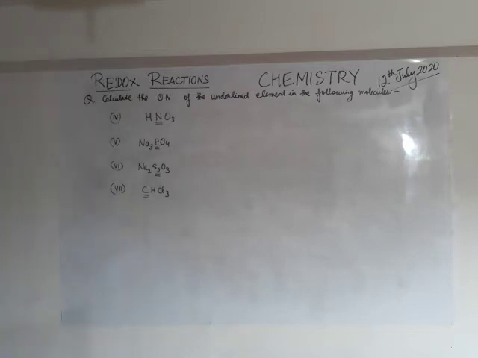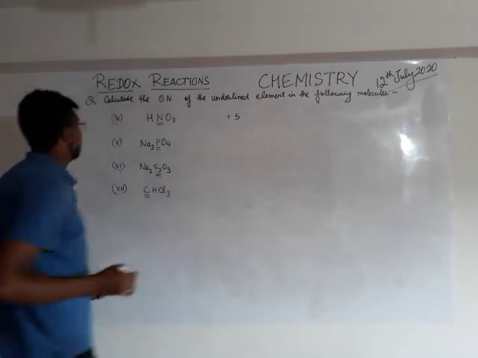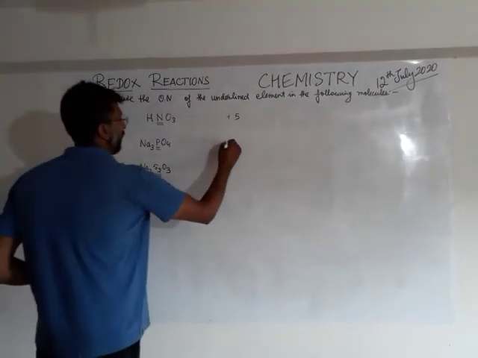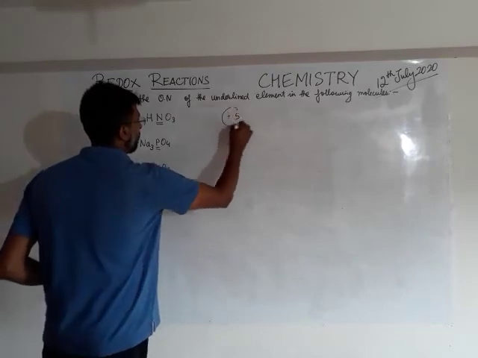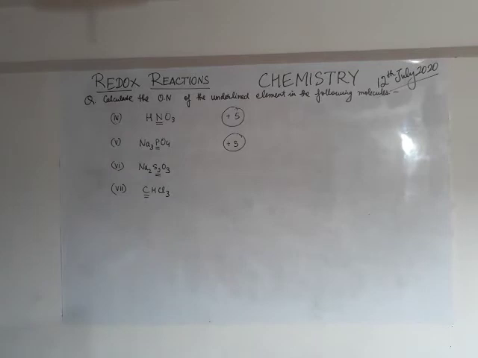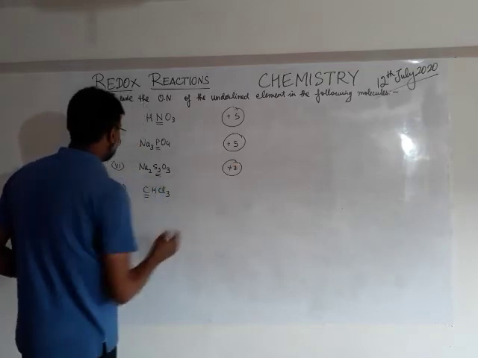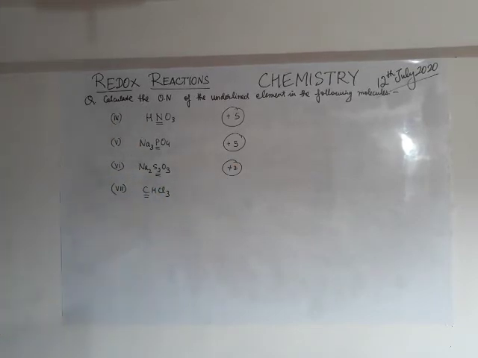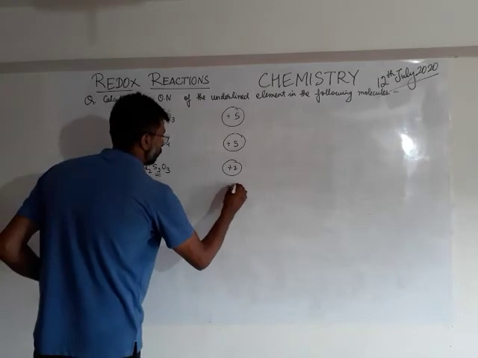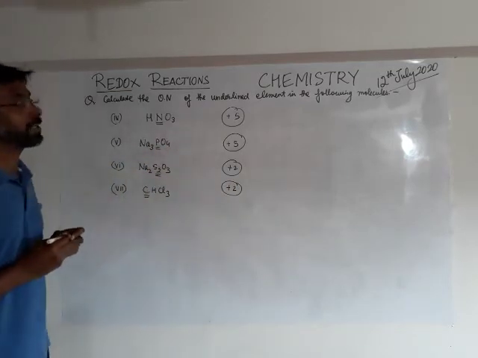I can give you the answers for this. The answer for number 4 is plus 5. The answer for number 5 is again plus 5. Again you should get the correct answer as plus 5 here also. Answer for number 6, you should get plus 2, and answer for number 7, you should get plus 2 again. So, please do these 4 problems yourself and get the correct answer.